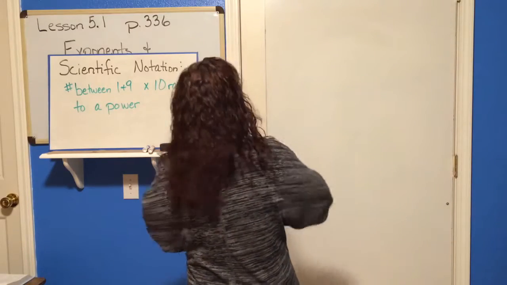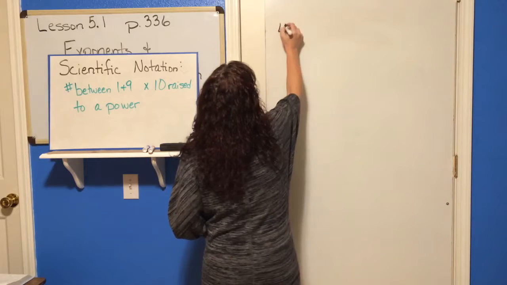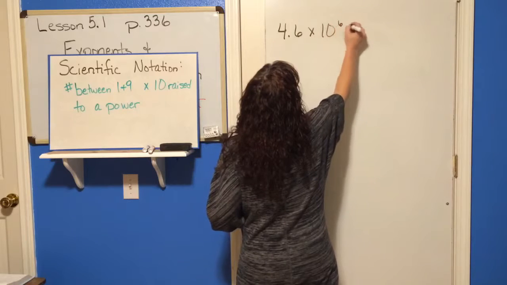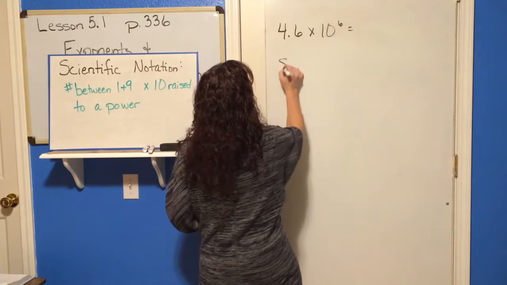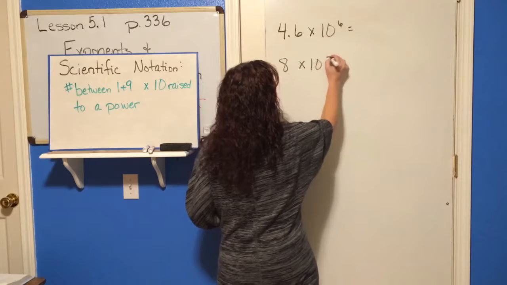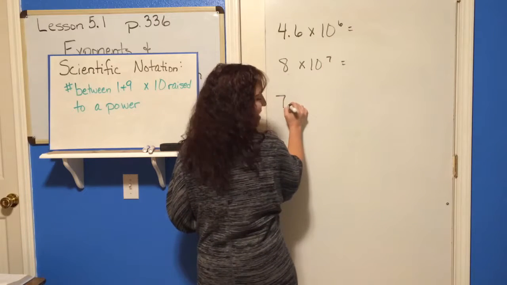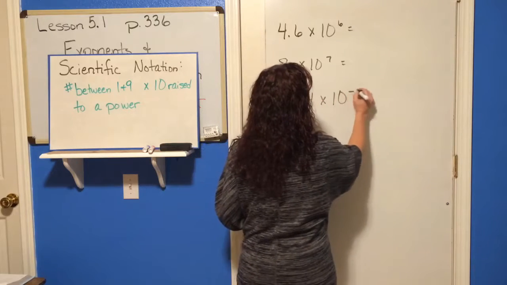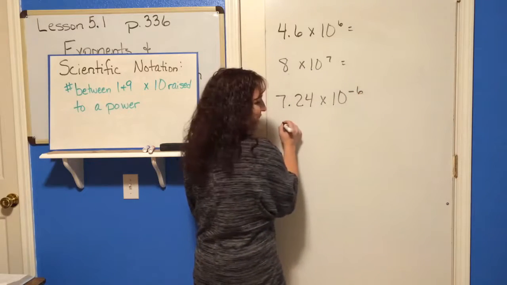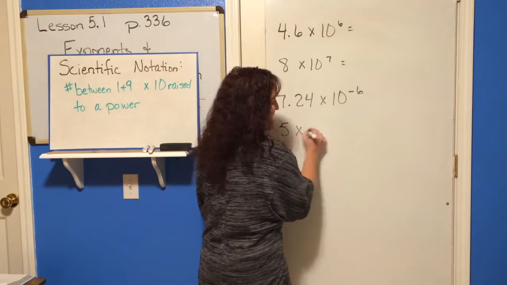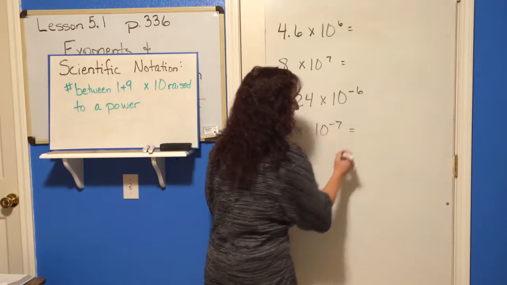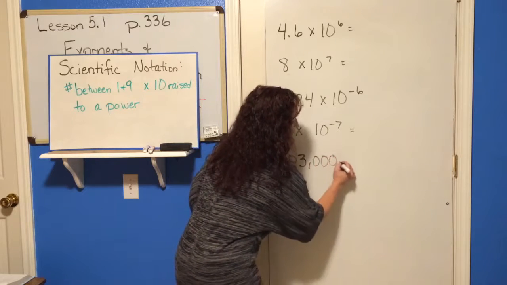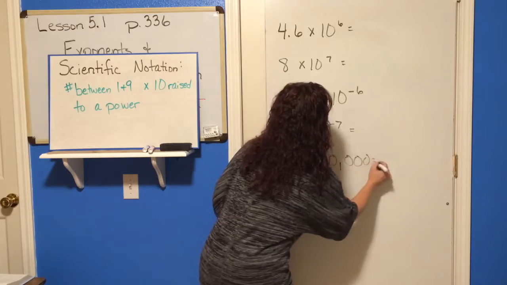Let's see if we've got 4.6 times 10. What we'll do first is I'll give you a couple of numbers. These are in scientific notation already. So what we're going to need to do is take numbers that are in scientific notation and be able to change them to standard form. And then we're also going to need to take standard numbers and change them back into scientific notation.